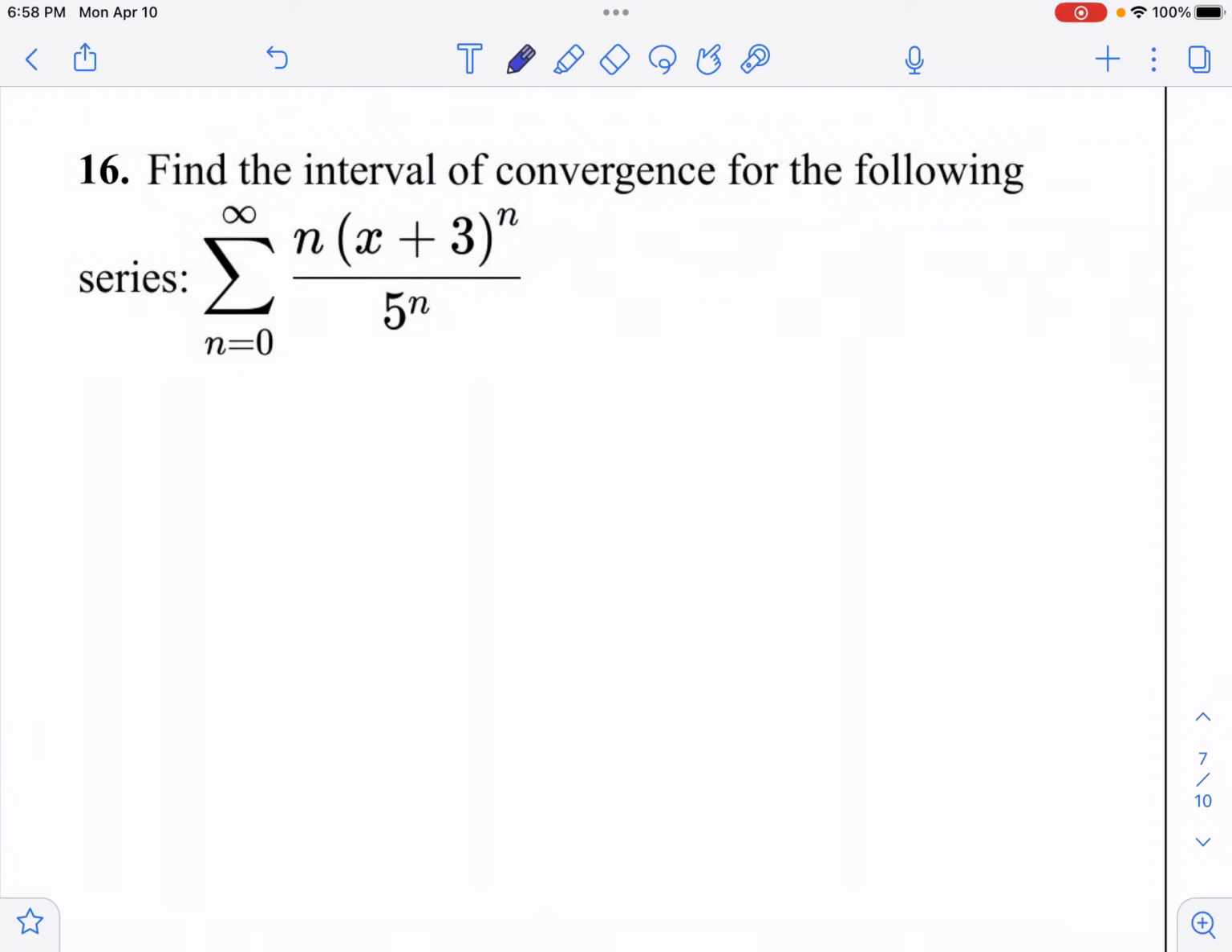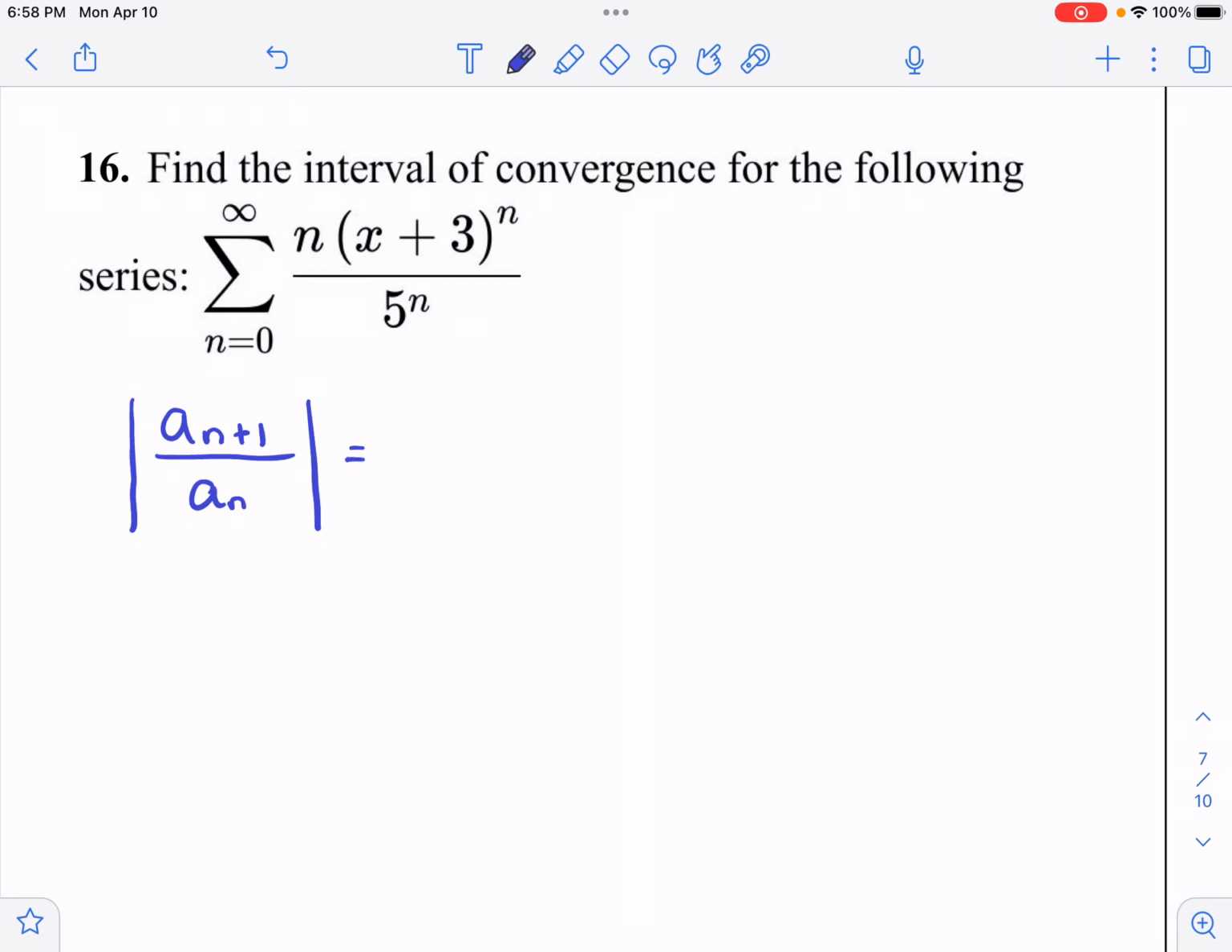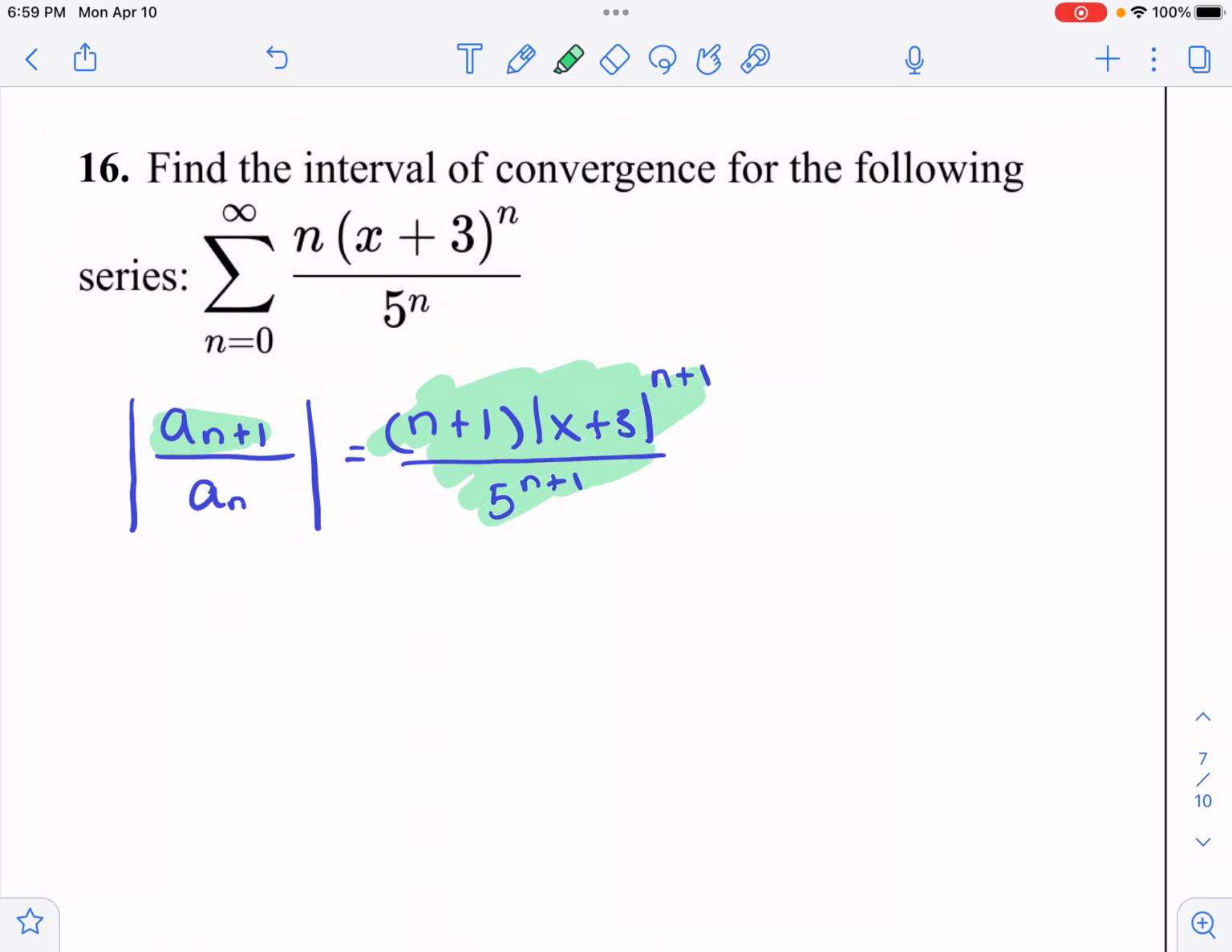Alright, in this video we're going to find the interval of convergence for this infinite series. So we use the ratio test as usual. Okay, so the n plus first term looks like this. The only thing that needs the absolute values is the x plus 3.